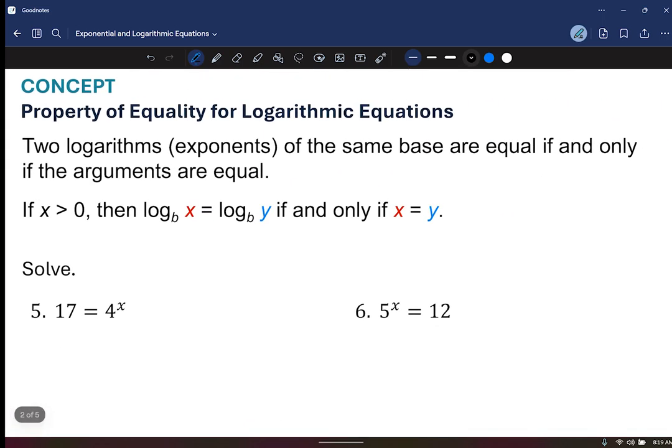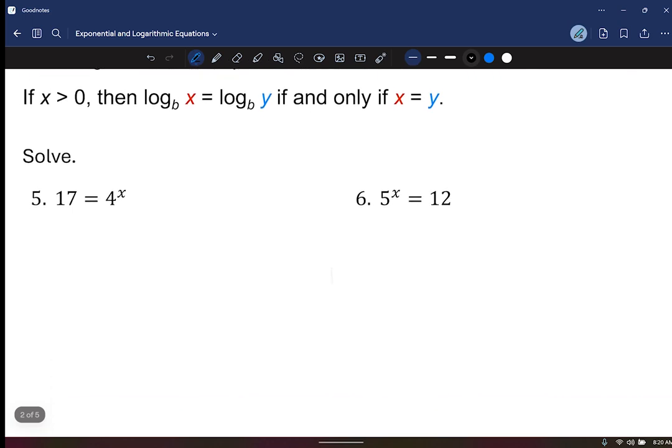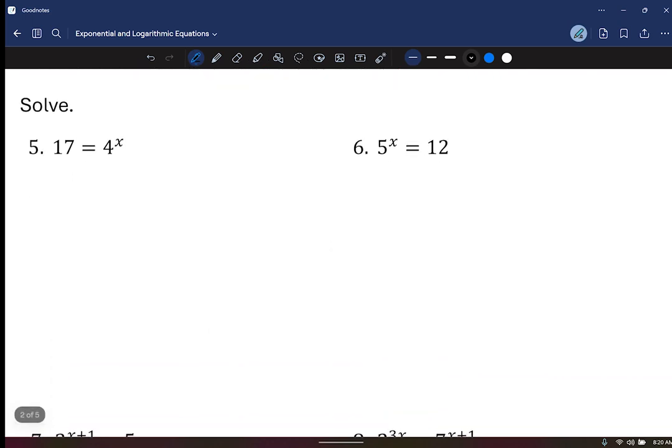All right. So the property of equality for a logarithmic equation states that two logarithms of the same base are equal if and only if the arguments are equal. So x is going to be greater than 0. So if log base b of x equals log base b of y, if and only if the x equals the y, which makes perfect sense. All right, so if I'm looking at number 5, all right, 17 is a prime number.